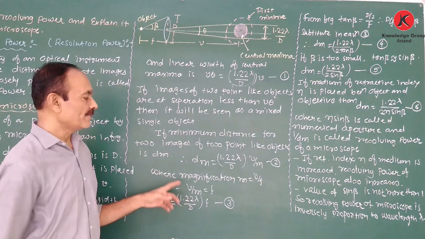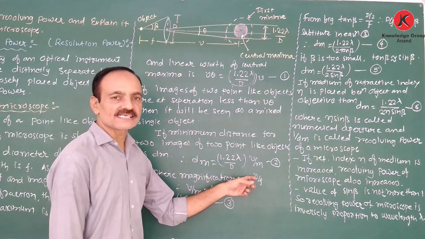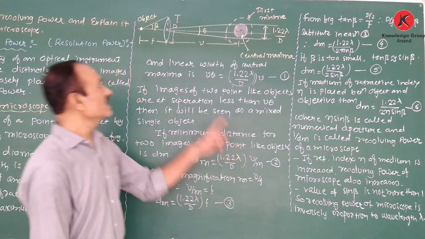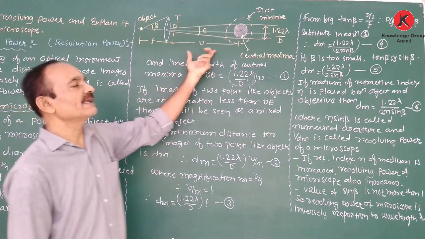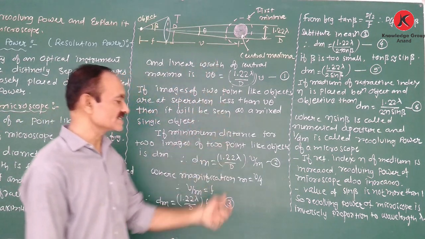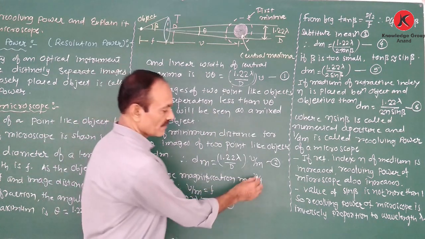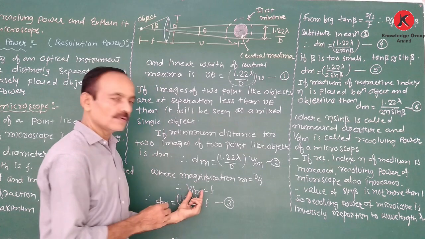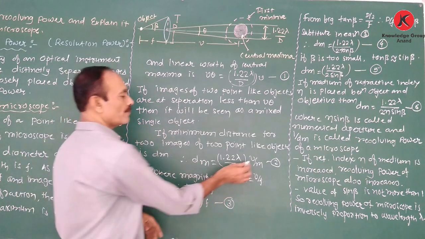Okay. Therefore, M is equal to the magnification, image distance upon object distance. In the figure the object is placed near the focal length and the image is formed at distance V. Therefore, M is equal to V upon F. Therefore, V upon M is equal to F. So in this equation, we substitute the value of V upon M.